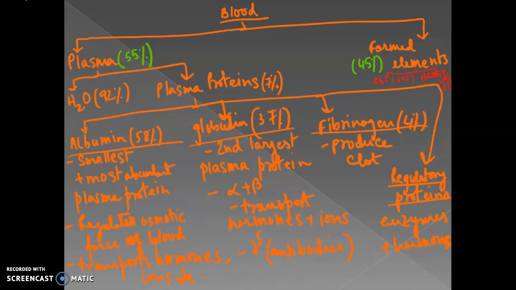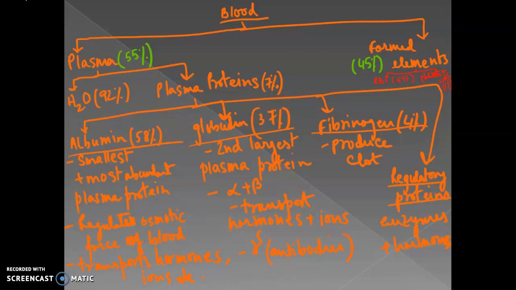Okay, then moving on to globulin. Globulin is the second largest plasma protein. About 37% of plasma protein is globulin, as you see here. There are 3 different types of globulins: alpha, beta, and gamma. Alpha and beta globulins transport hormones and ions. And the gamma globulins are the ones that actually produce antibodies against foreign antigens.